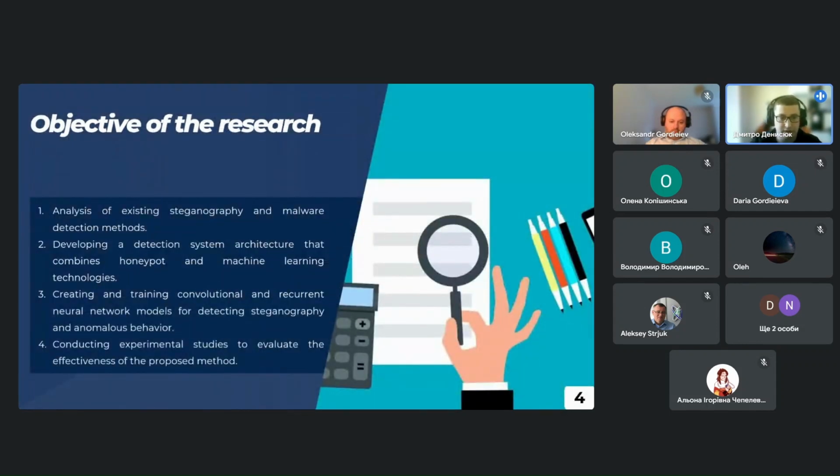The aim of the research is the development of a system for the detection of malware, using steganography images to hide and control the system.